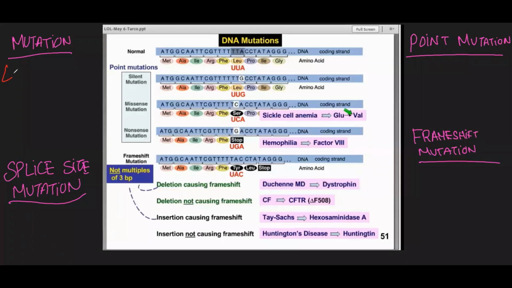So mutation is basically a permanent change in DNA. There are many types of mutation. One type is a point mutation. So what happens in the point mutation? Point mutation is basically one in which one nucleotide is added, replaced, or removed.